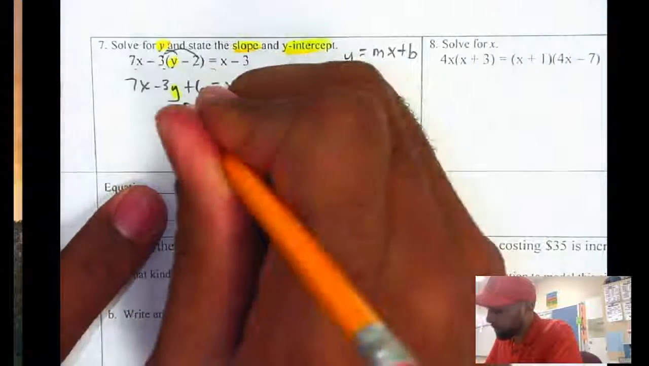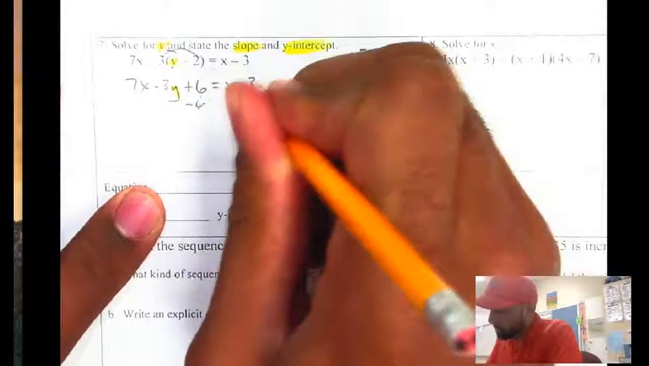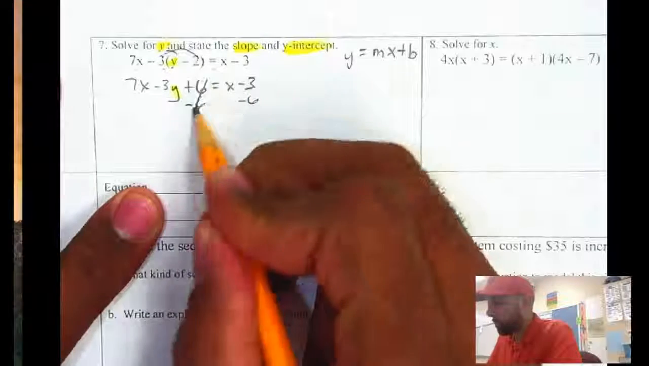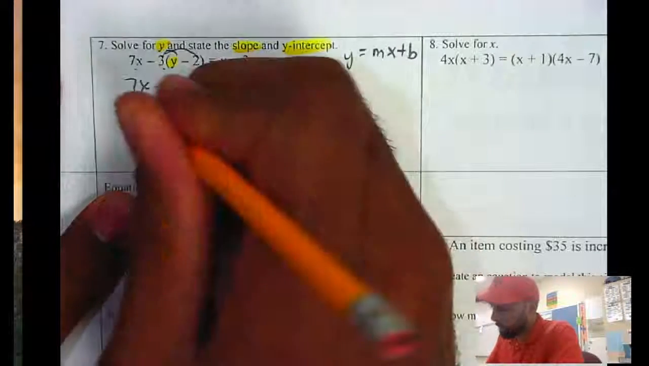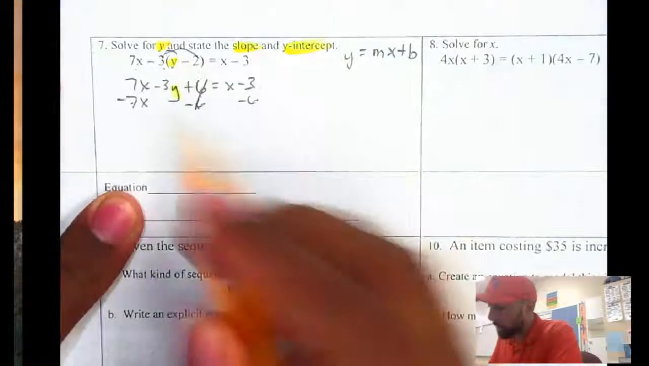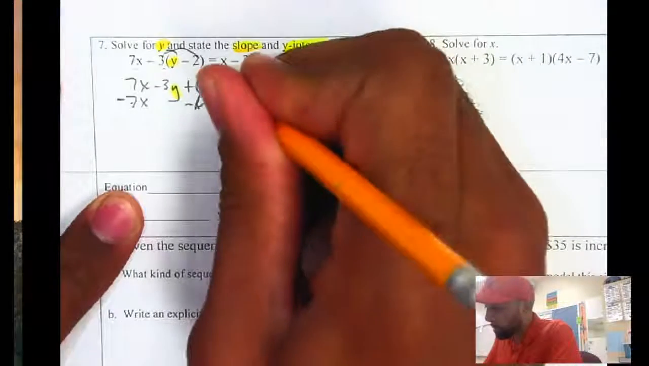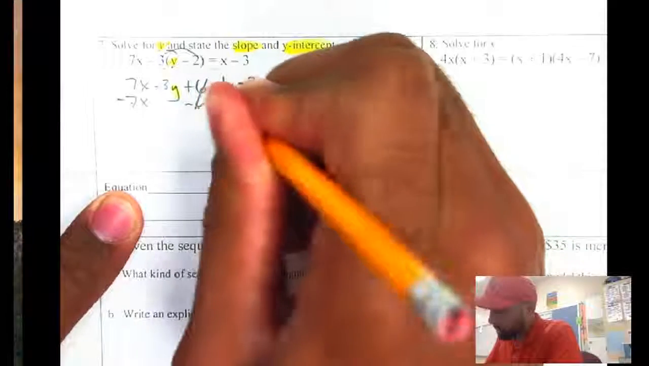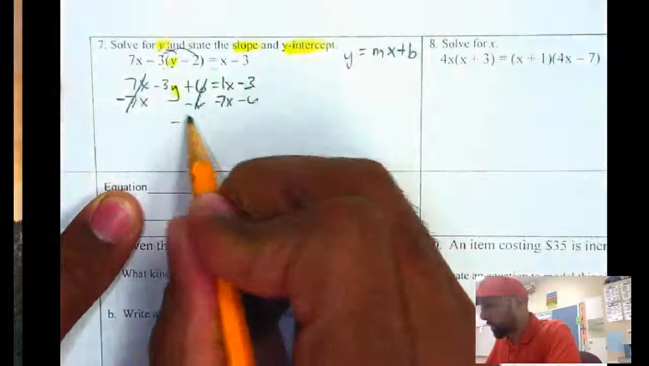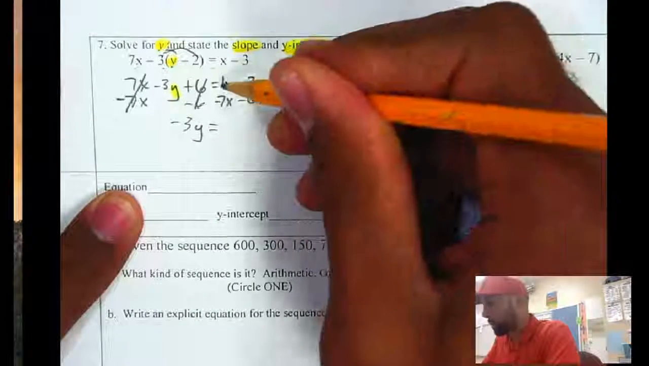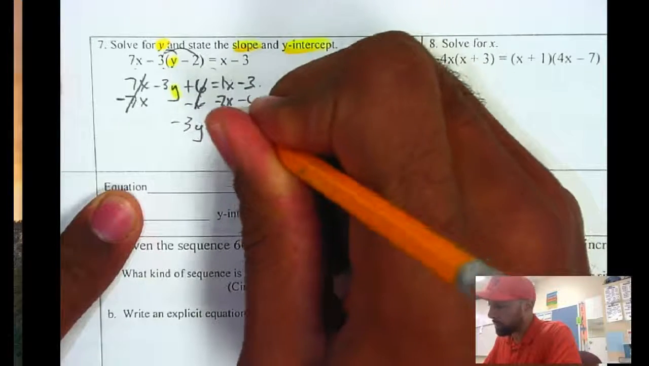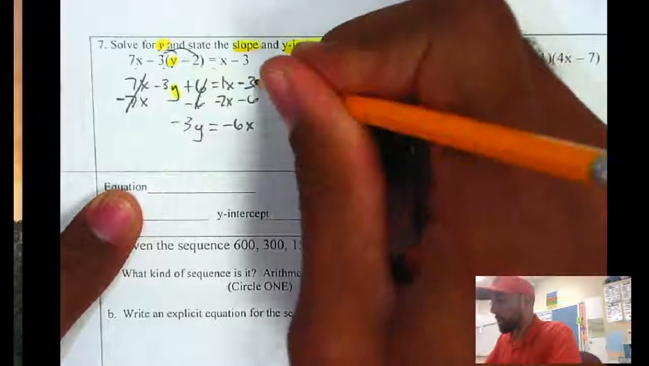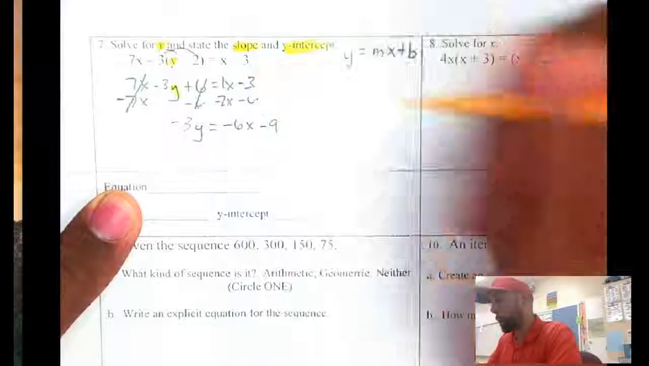So first I'm going to move the number and subtract that from the 3. But I can also move the 7x at the same time. That's a positive 7x, so I'll subtract that. And I can subtract that from the, remember this is a 1. Okay, so that's gone. So now I have negative 3y is equal to 1x minus 7x, that's negative 6x. And the negative 3 minus 6 is negative 9.